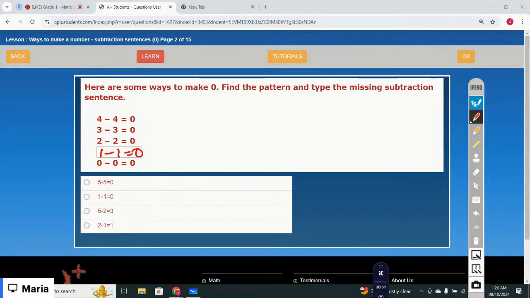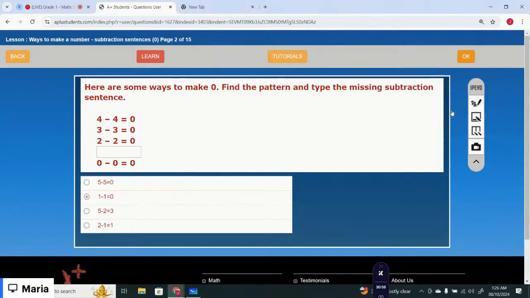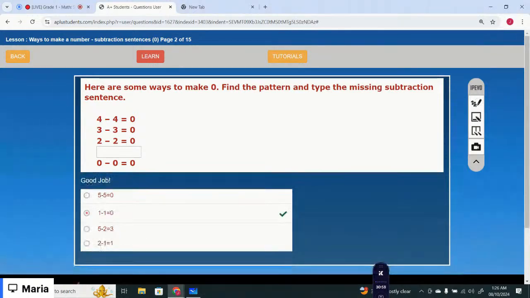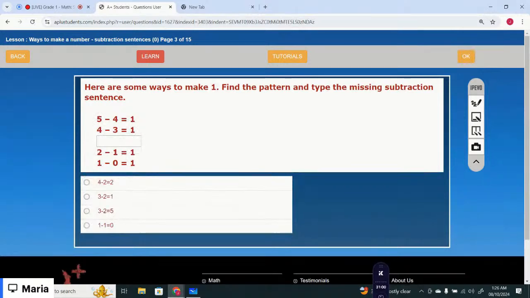Option number 2 is the correct option. That is 1 take away 1 is 0. Okay, very good. Here are some ways to make 1. Find the pattern and type the missing subtraction sentence. So which sentence is missing?